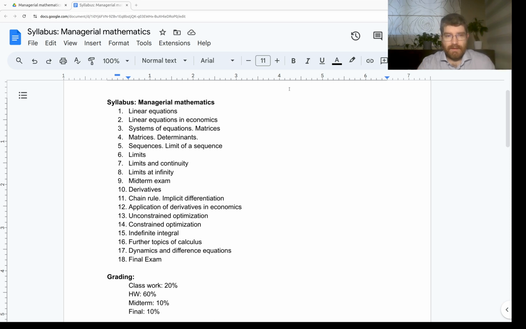So overall, you can see the grading of the course. It is comprised mainly of the homeworks. So do your homework and submit it through Moodle. I'll also check your class work, which comprises 20% of the total course grade.